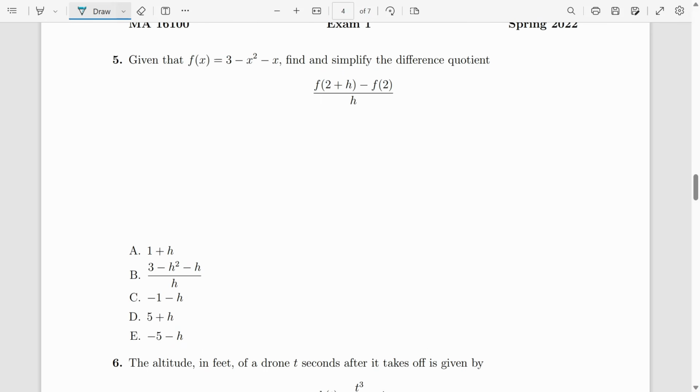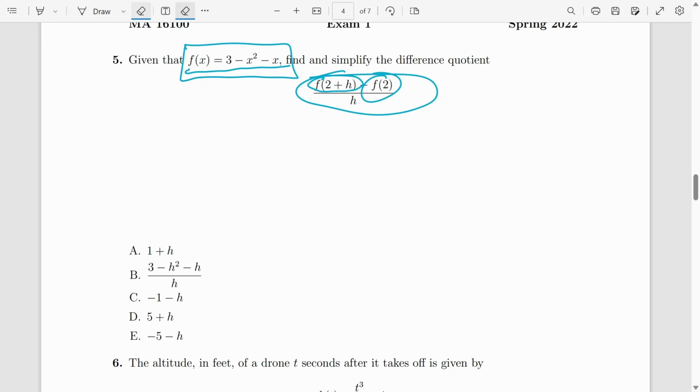Okay, question 5. This is a little weird because it's oddly simple. It's just the wording is a little weird. It gives you a function f of x, and it wants you to find and simplify the difference quotient. This is the difference quotient. All it wants is for these two f's, these two functions here, you substitute in the function that it gives you, and then simplify it all down, and it'll end up looking like one of these.